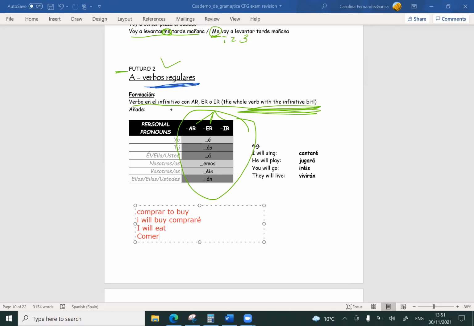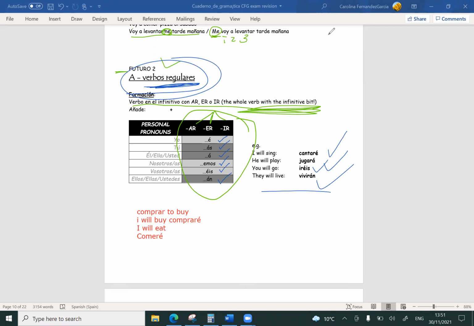Comer, I don't get rid of the -er, add é, comeré. So what are the endings? Comeré, comerás, comerá, comeremos, comeréis, comerán. And we have more examples: cantaré, jugará, iréis, vivirán. So that's quite easy, straightforward for the regular verbs.